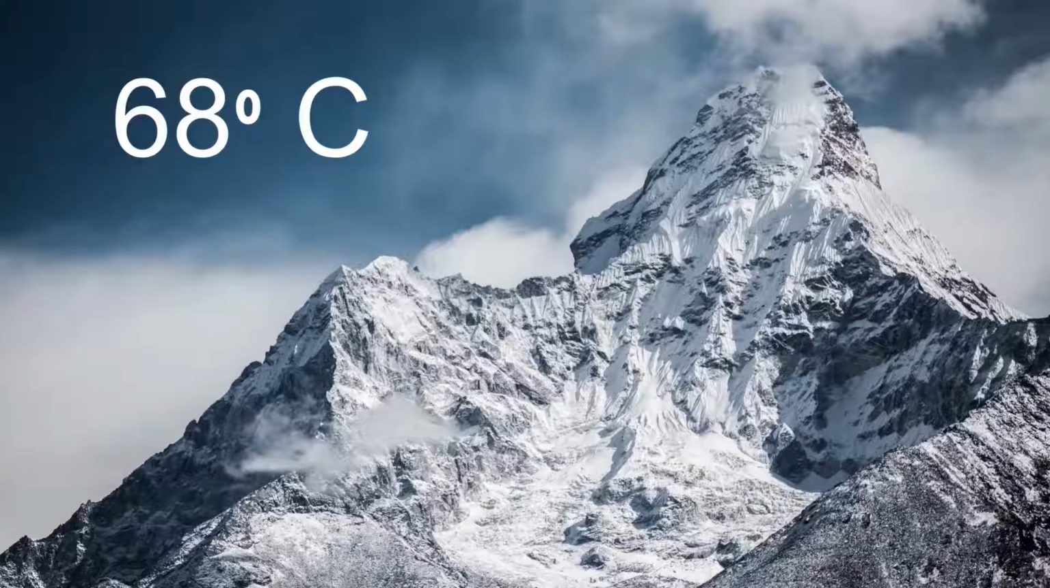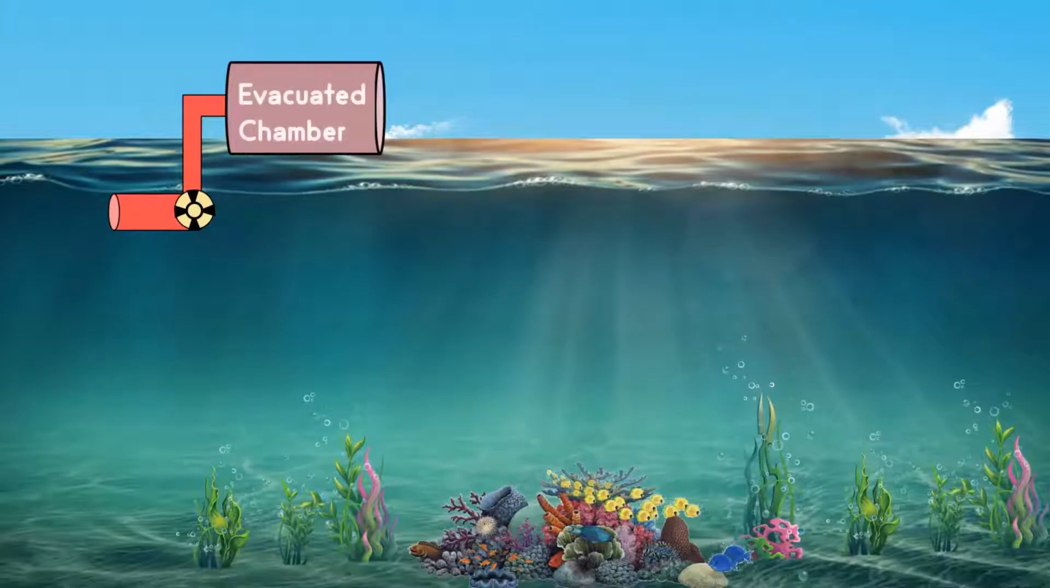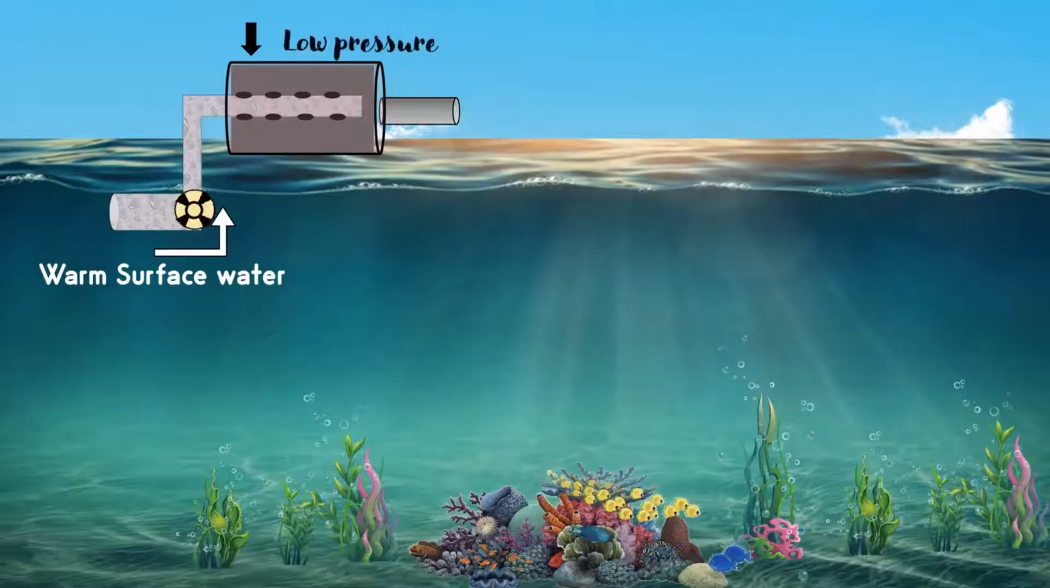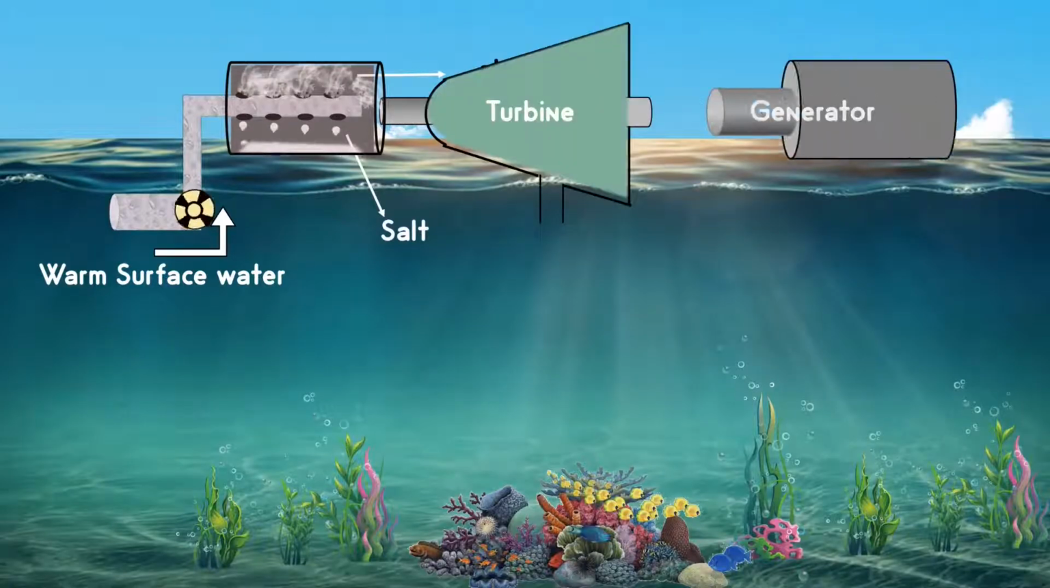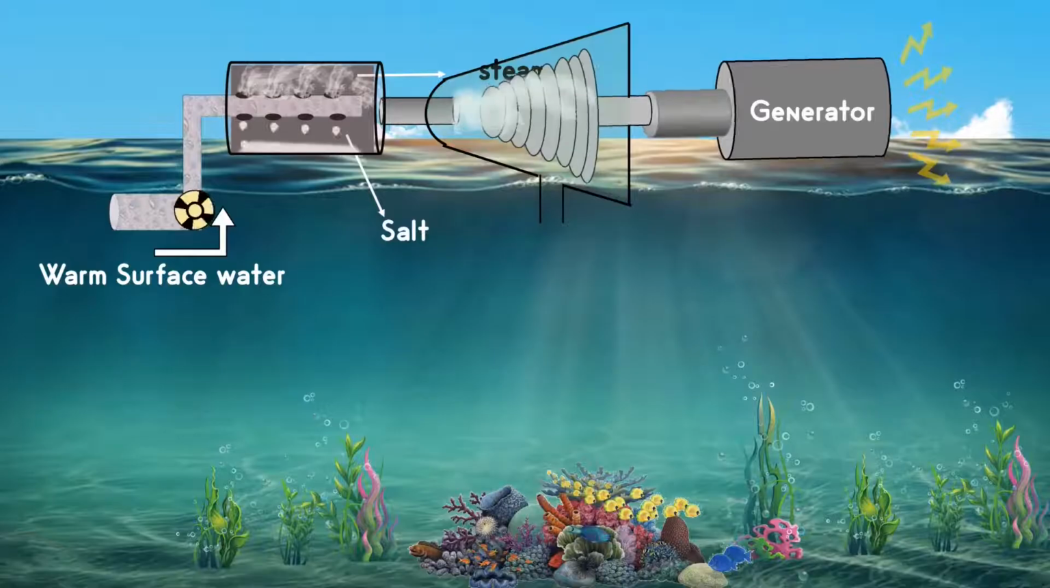This is one of the concepts behind ocean thermal energy conversion. In this technology, warm surface water is pumped into an evacuated chamber where the pressure is low. Due to this low pressure, water boils at normal temperature. This steam is used to drive the turbine, which is coupled to the generator that produces electricity.